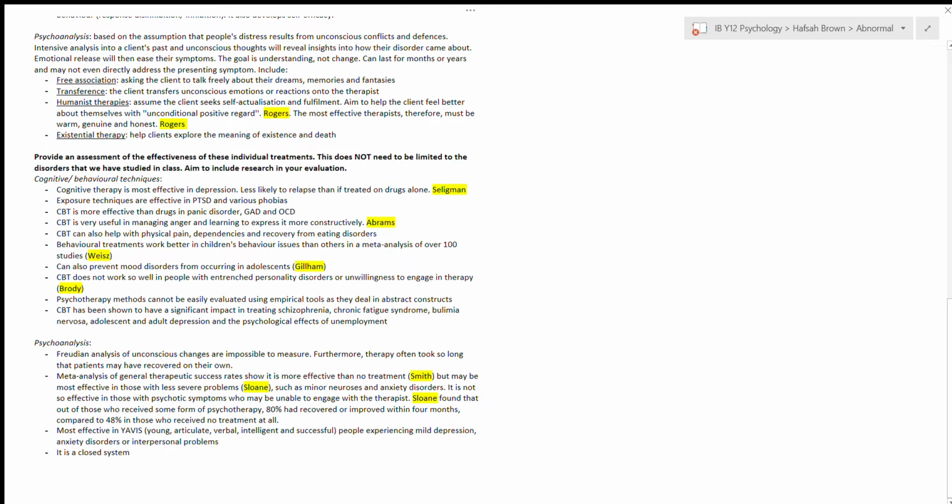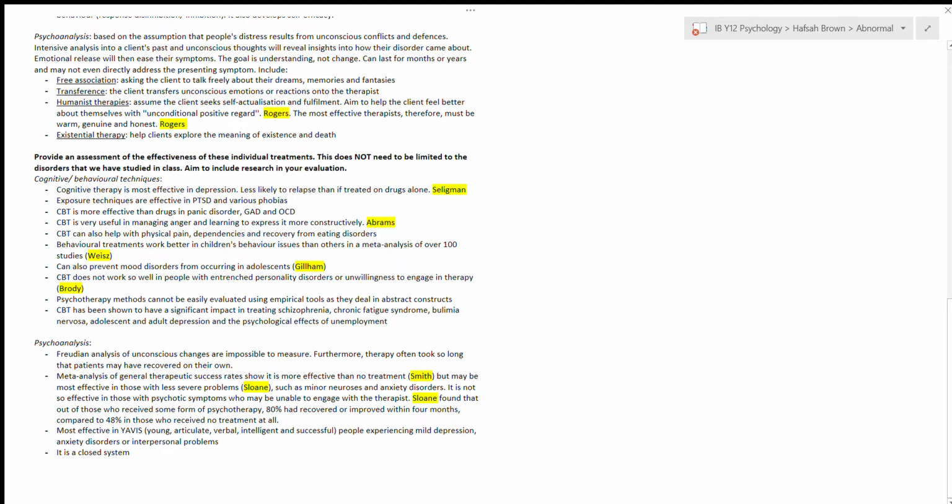And this kind of therapy can last for months or years, and it's often several times a week, and you may not even get to your presenting symptom for a couple of years. So it basically includes two main things, and that is the free association. So basically all you have to do is ask the client to talk freely about their dreams, their memories, and their fantasies. And then transference. So the client transfers unconscious emotions or reactions onto the therapist.